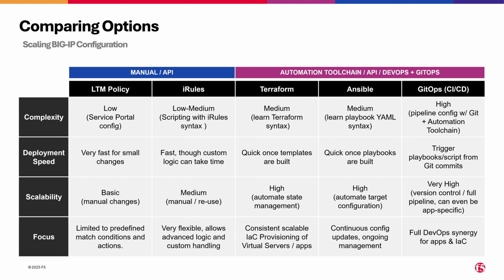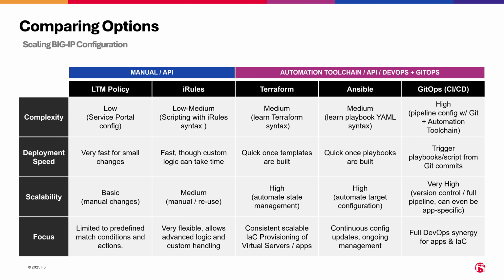Ansible offers task-based automation using YAML playbooks. It's similar in complexity to Terraform, but focuses more on managing configurations after deployment. Once playbooks are created, teams can quickly roll out consistent changes across environments. Ansible works well for ongoing updates and complements tools like AS3 for structured, repeatable deployments.